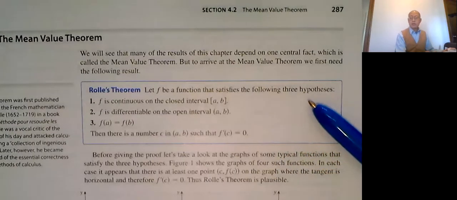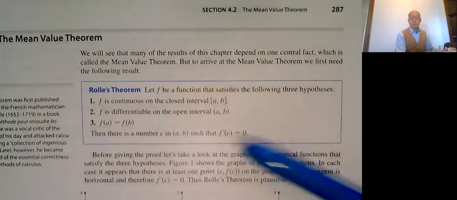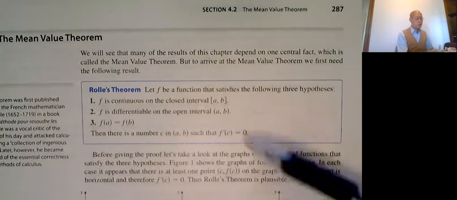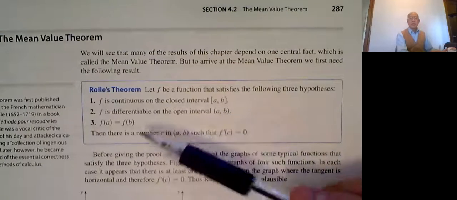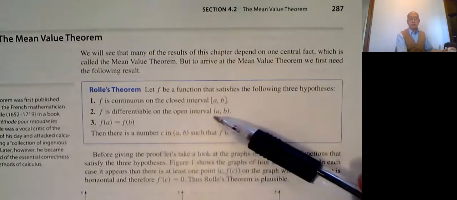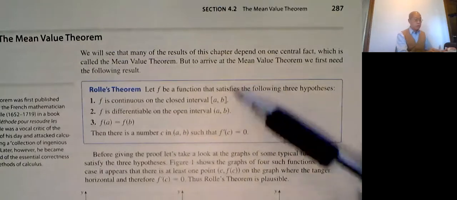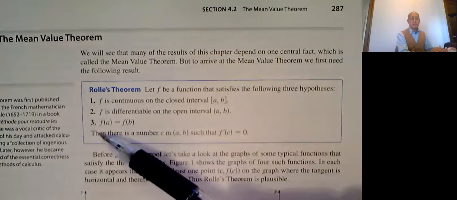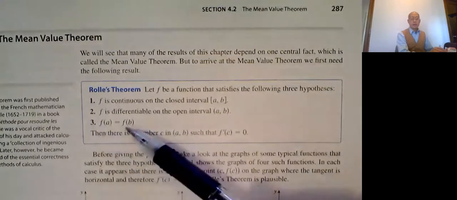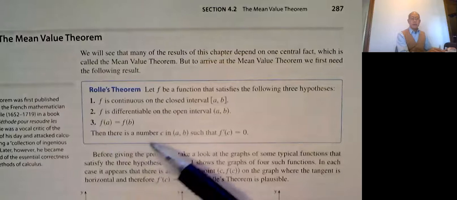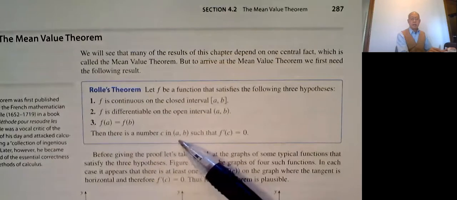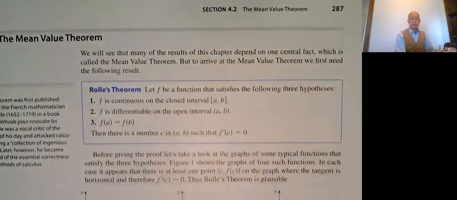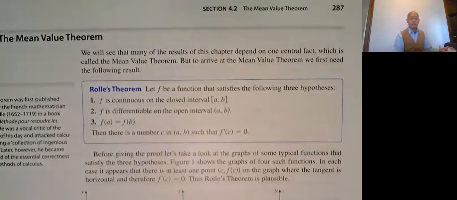These are givens, sort of like the givens in a geometry proof that you did in high school. There's the given and then proof. Hypotheses are the givens. So let f be continuous on a closed interval from a to b, and let f be differentiable on an open interval from a to b. So closed here, open here, and f of a equals f of b. That means the same height, same y coordinate at a and b. Then there's a number c in (a, b), between a and b, such that f prime of c is equal to 0. This is called Rolle's theorem.